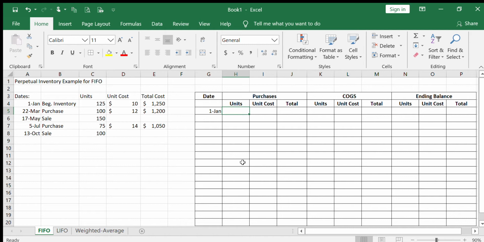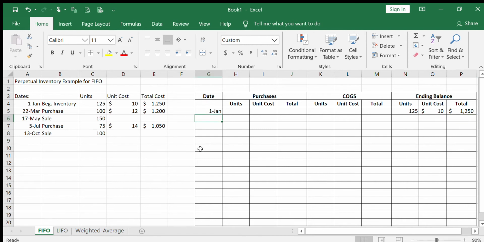And so the first thing that we're going to do with this problem is we're going to look at January 1, our beginning inventory. We're going to add that to our ending balance. So our ending balance is basically going to be our total inventory cost column. So the first thing we're going to do is we have 125 units. Each of those units cost $10. So our total inventory cost is $1,250. So we have $1,250 worth of inventory at the beginning of the year.